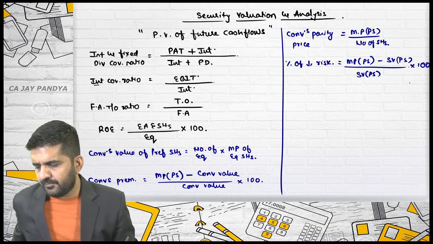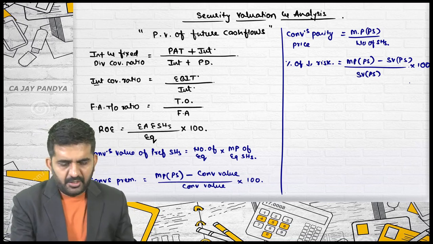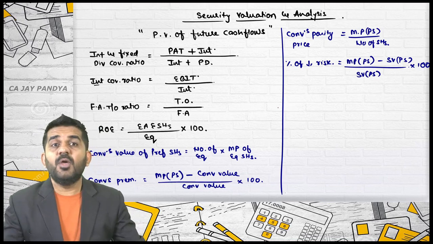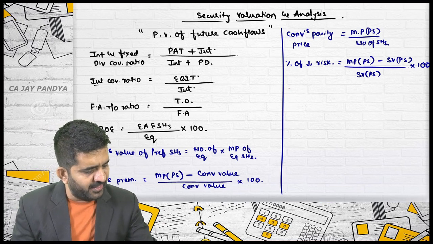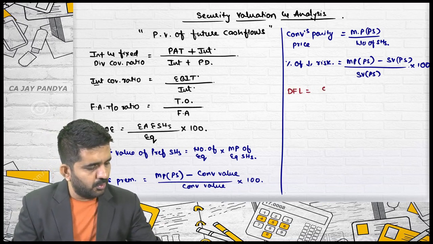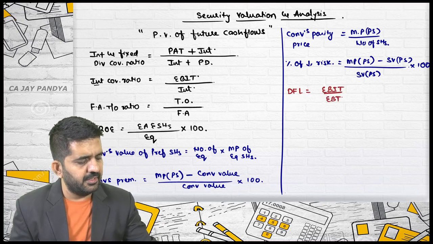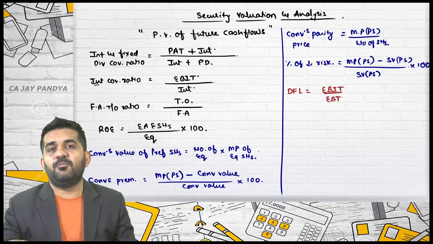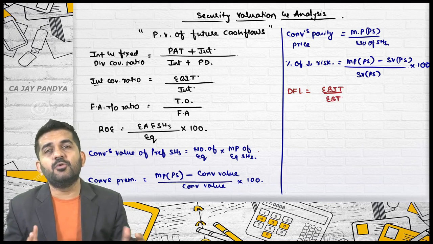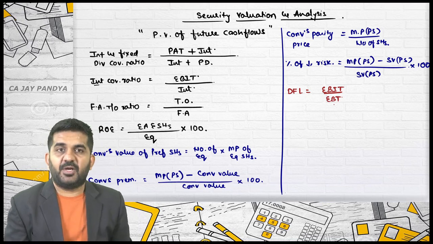Then we went to EVA. In EVA, we have also done that formula of financial leverage, degree of financial leverage. Is it all right? What was it? EBIT upon EBT. Again, the leverage chapter is full-fledged in your intermediate. You should have a brief idea of it. Is it all right? This is degree of financial leverage.